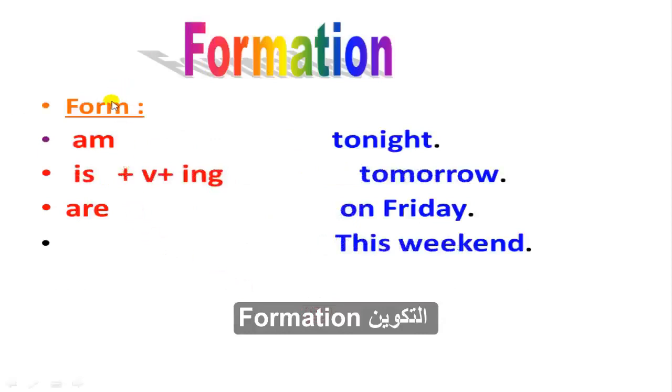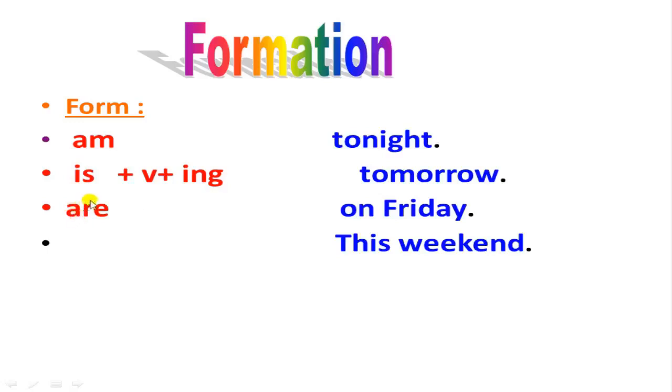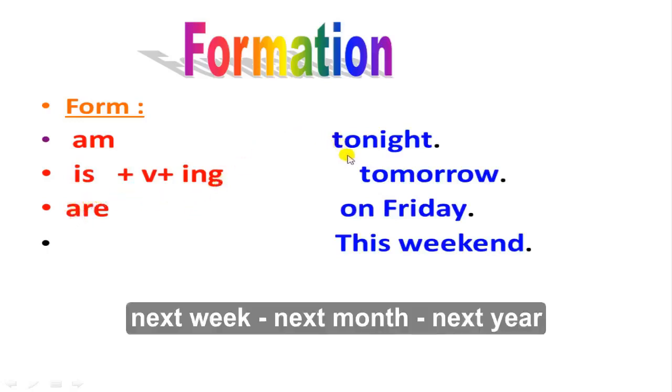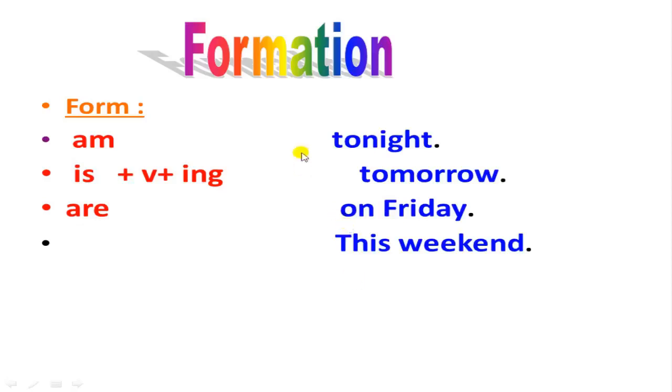Formation. We form the present continuous with am, is, are, verb plus ing. Tonight, tomorrow, Friday, this weekend, next week, next month. This is to express the future. But if I use the present continuous to express now, I'm going to say am, is, are, verb plus ing, with now, right now, this week, this month, this year, nowadays, at the moment. So this is for now. But to express the future, we have these keywords: tonight, tomorrow, on Friday, this weekend, next week.